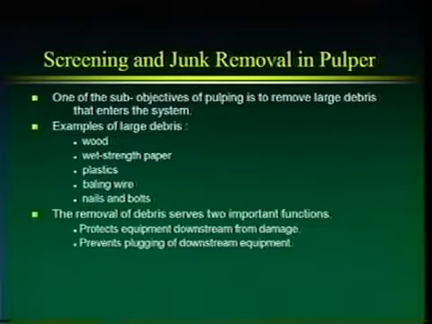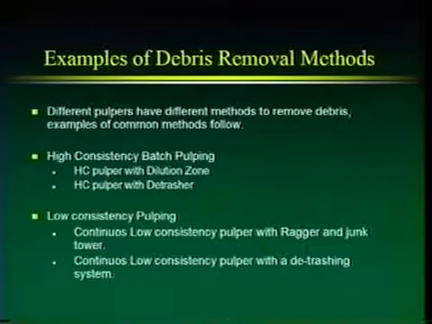And the removal of debris helps protect downstream equipment. You don't want glass and metals to scrape your centrifugal cleaners, for instance, that are probably made out of plastic. And it also prevents plugging of downstream equipment. Okay. Now, when we talk about debris removal methods, we have to go back to our categories, because the debris removal methods depend on the type of pulper.